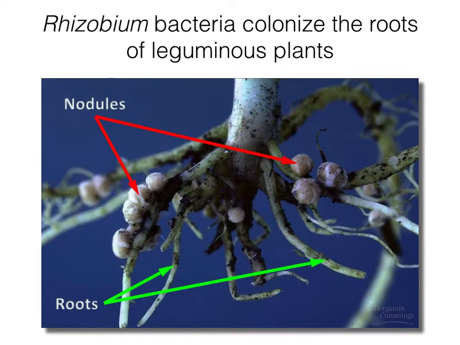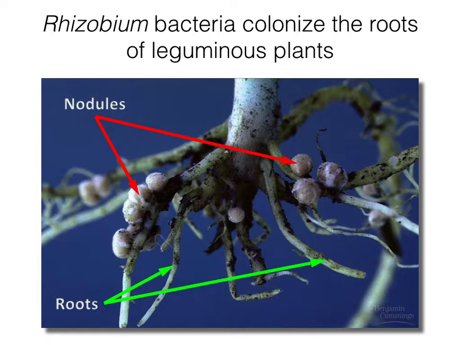Another example of a trophic mutualism is the symbiotic relationship between plants and Rhizobium bacteria. This is a genus of bacteria that colonizes the roots of plants in the legume family, in other words, the pea family. This image here shows a close-up of the root system of a leguminous plant, a plant in the pea family again, and those nodules that the red arrows are pointing to are nodules that are formed out of plant tissue that house the bacteria inside.